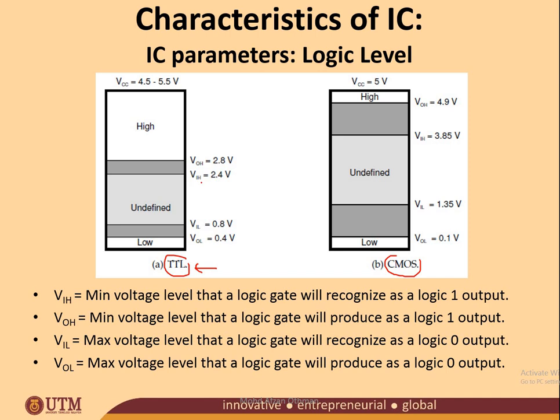So VIH is the minimum voltage level that a logic gate will recognize as a logic 1 input. It must be at minimum 2 volts. And how about VOH? VOH is the minimum voltage level that a logic gate will produce as a logic 1 output, okay. Minimum voltage level.